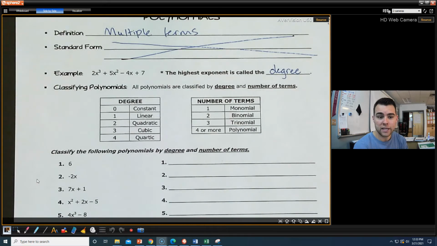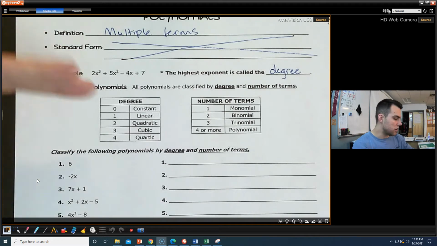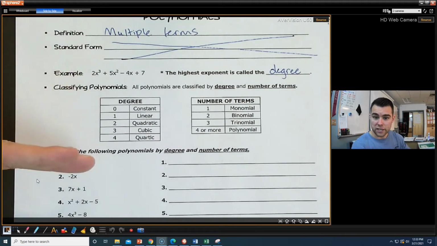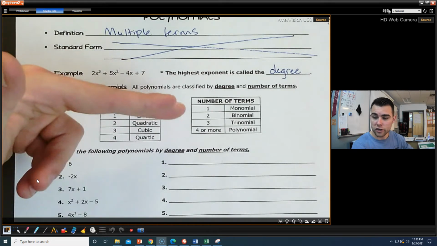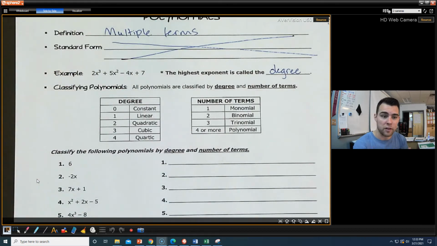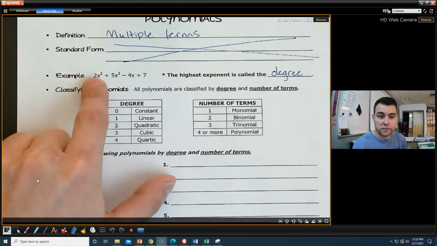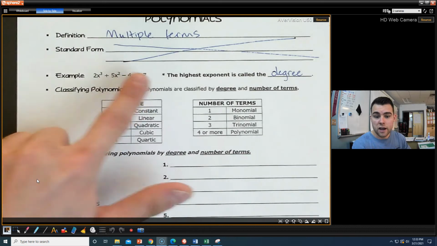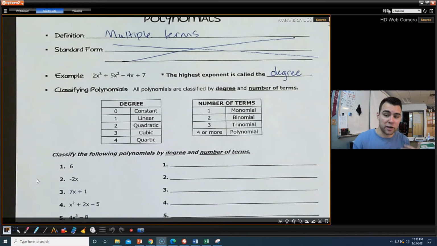Depending on their degree, like the highest exponent, we start off with the special classification and then the number of terms that are actually in that polynomial. So in this case, there's 4 terms right here. That's also going to determine what we're going to call this thing.